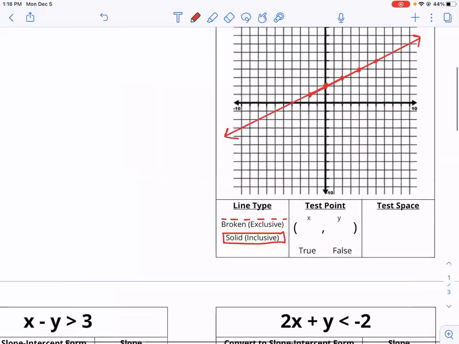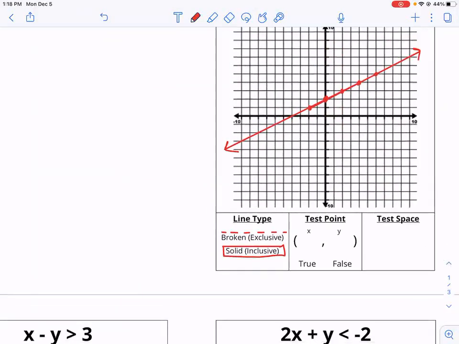Now, this is what we're gonna do. I'm not gonna make you test 25 points. Actually, there were like 50 points on there. I'm not gonna make you do that. We just need to test 1 point. Pick a point not on the line. So Preston, pick 1 coordinate not on the line.